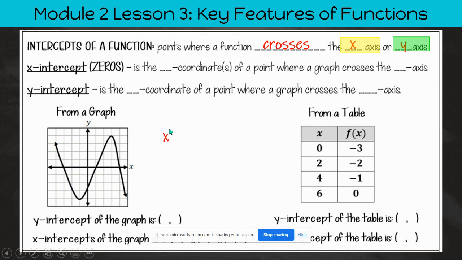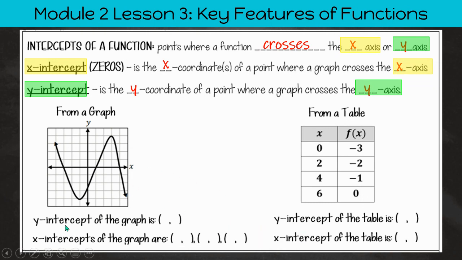So this is the x-coordinate or coordinates of a point where a graph crosses the x-axis. Now the y-intercept is the y-coordinate of a point where a graph crosses the y-axis. So if we're looking at this graph here, we have a nice function. It's a little wavy. You don't have to know what kind of function it is, but we have y-intercepts and x-intercepts of this function. So first, let's identify our y-intercept.